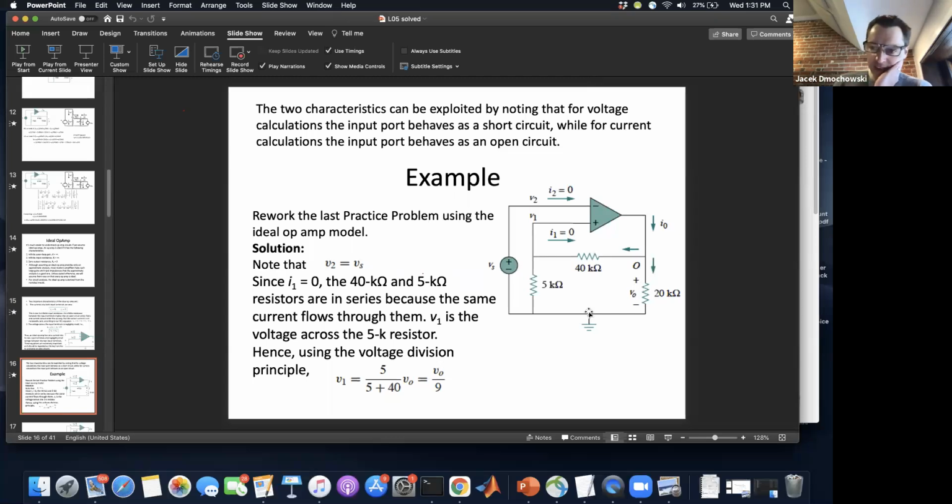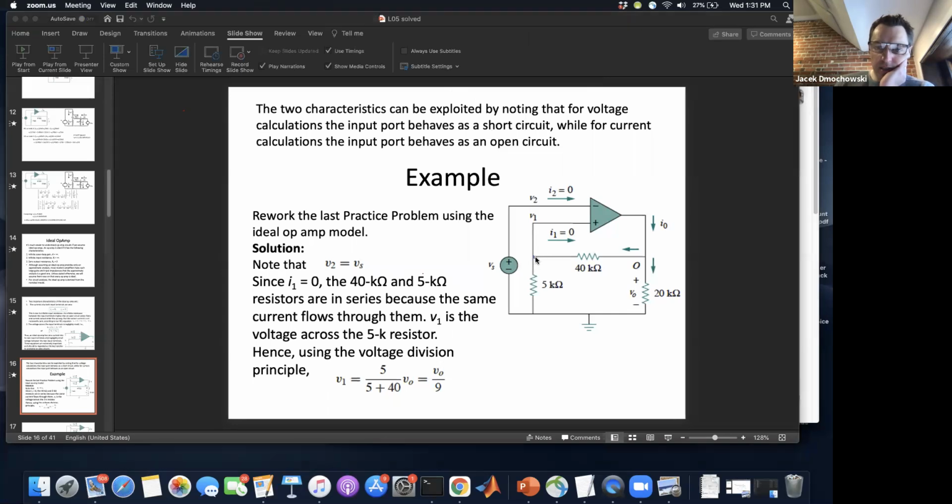All right, back to this. This is V naught, and a portion of that V naught is going to get dissipated over the 40 kilo ohm, and the remainder is going to get dissipated over the 5. So we are interested in the voltage at this point. Why? Because that equals V1, right? So this point here is equal to V1, right? And V1 is equal to V naught times 5 divided by 45, which is equal to V naught over 9.